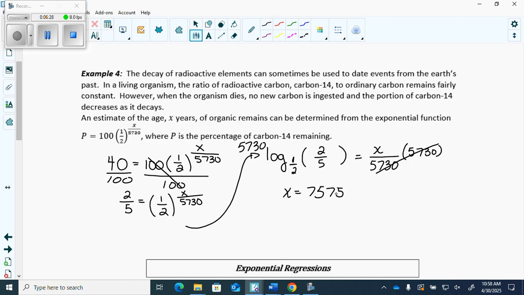Okay, and that is years. That's a lot of years. When we write a sentence and we say it takes 7,575 years for it to produce 40%. Where does the 5,730 go when you're typing in the log equation?